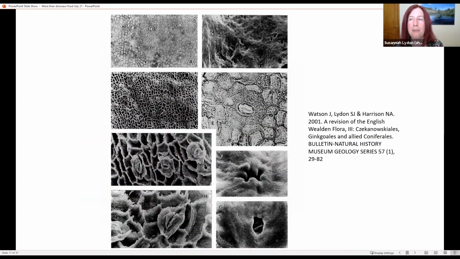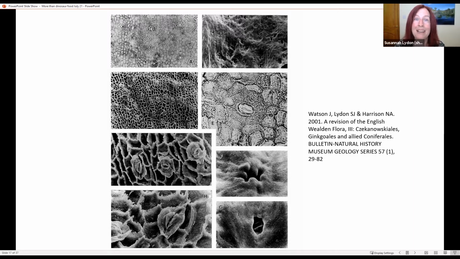So again, back to Ginkgo biloba, one of my favourite trees. If we look in the English Wealden, which is the rocks, these early Cretaceous rocks from the Isle of Wight, you can see these are pictures from an electron microscope as well as light microscope of the details of those gas pores, those stomata in the leaves. And if you look at how they're arranged, and the density of those, that can tell you things. You can plug that into equations and it can tell you things about CO2 levels in the past.